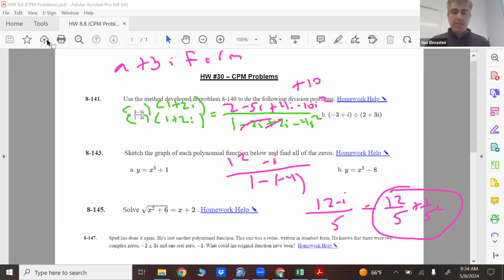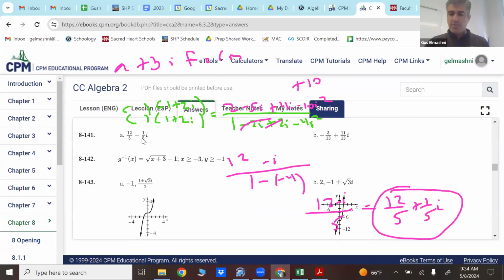I'll show you the answers really quickly so you see them for both. So for 141, yeah, 12/5 minus 1/5 i. Boom. Oh, actually, I made a mistake. Sorry, it's negative 1/5. My apologies. And then the other one's negative 3/13 plus 11/13 i.